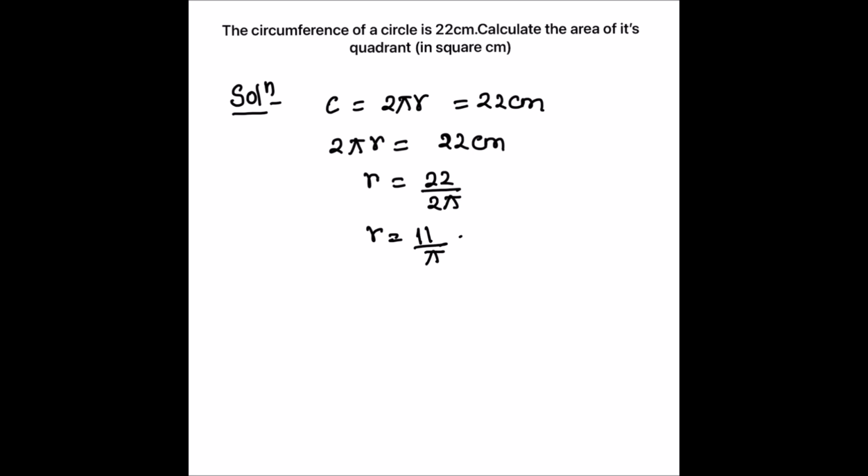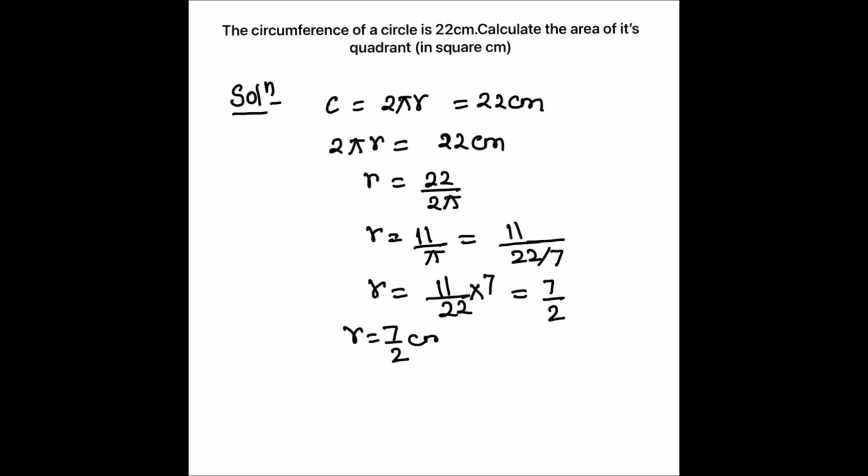Or if we put the value of pi, this is going to be 11 divided by 22 by 7, which is 11 times 7 divided by 22. We can cancel 11 and 22. They have a common factor of 11. 11 times 1 is 11 and 11 times 2 is 22. So r is 7 upon 2 centimeters.